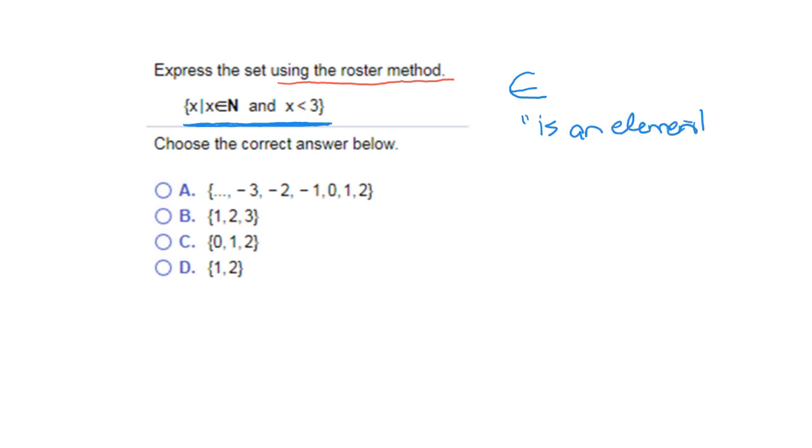What that means is an element of. And then the bold N, let's see if I can make a bold N. That is representing natural numbers. If you remember our natural numbers, that's the set of natural numbers. Let me put that up here.